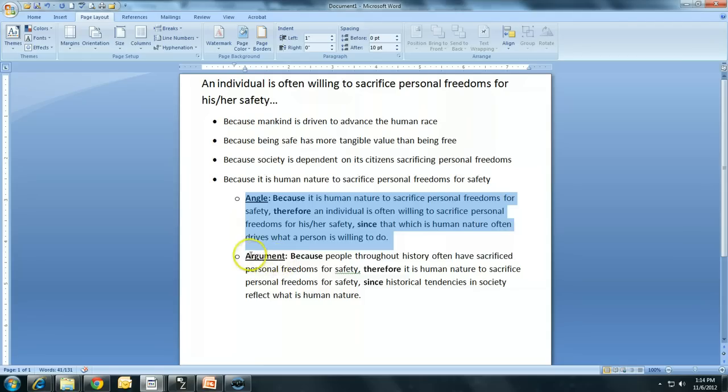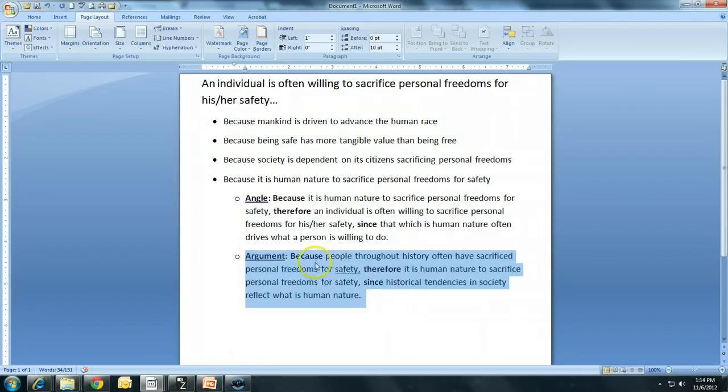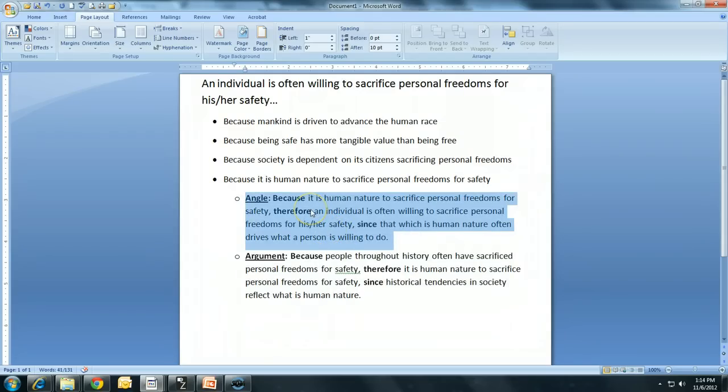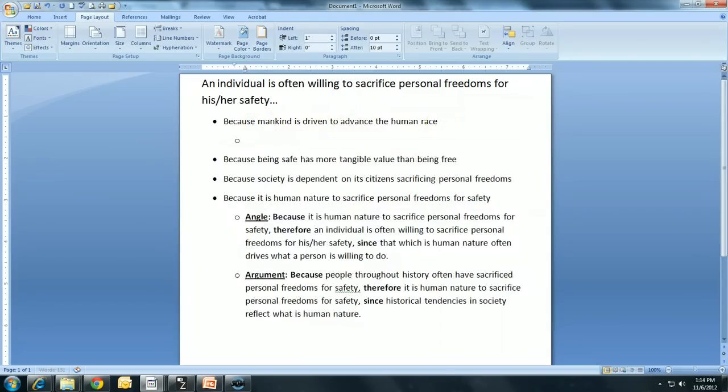The second Toulmin model sentence is designed just to help you develop your argument. We're going to look at both of these a little more in depth, at what each of these model sentences can do and how they can really help us. So let's take a look at some of my other supporting claims here, and let's write another Toulmin model sentence.